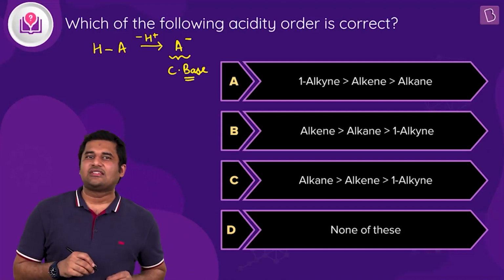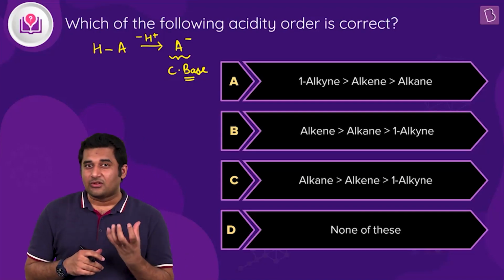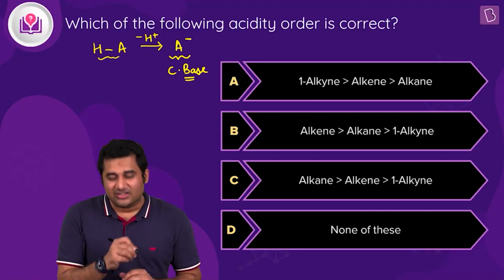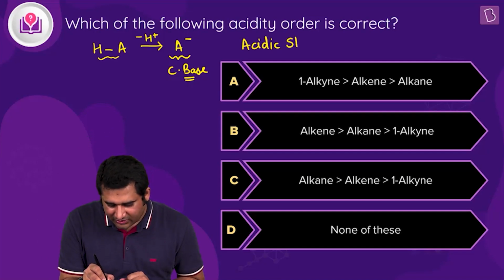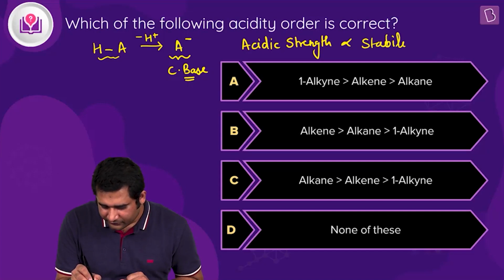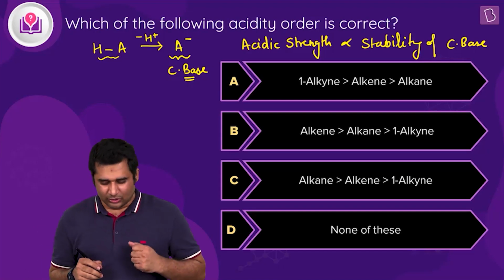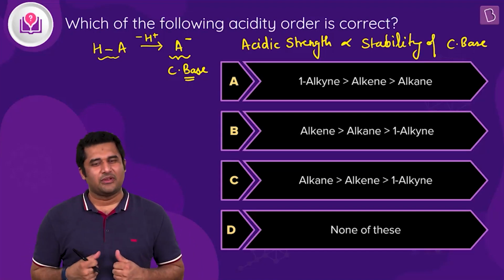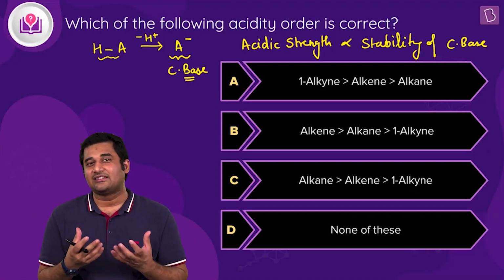Now what you have to just see is the stability of the conjugate base. If the stability of the conjugate base is more, then the acidic character of this HA will be more. So we can simply say acidic character or acidic strength is directly proportional to the stability of the conjugate base. So this is the simple concept. Let's first form the conjugate base from these alkenes, alkane and alkynes given to us.